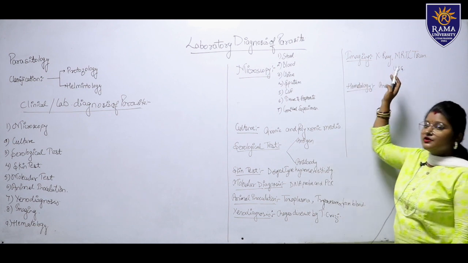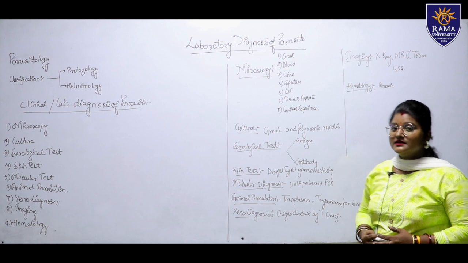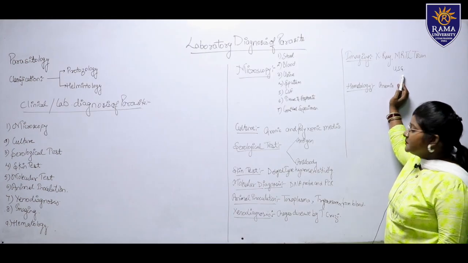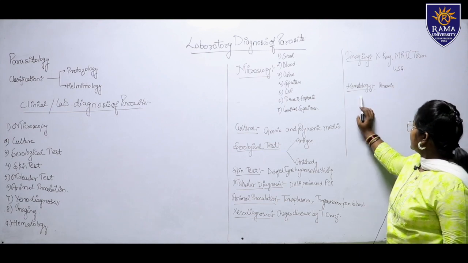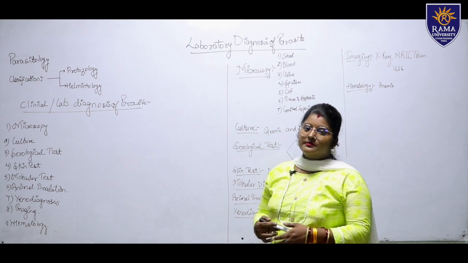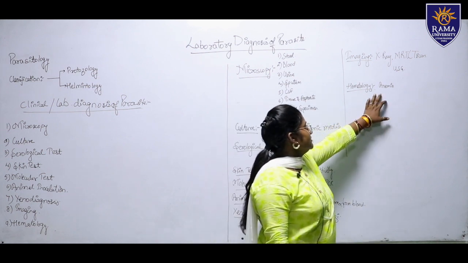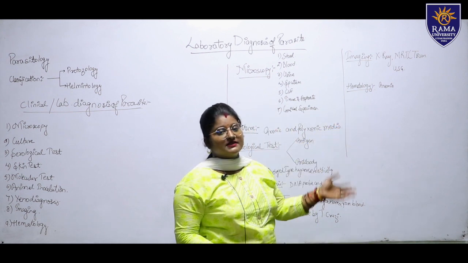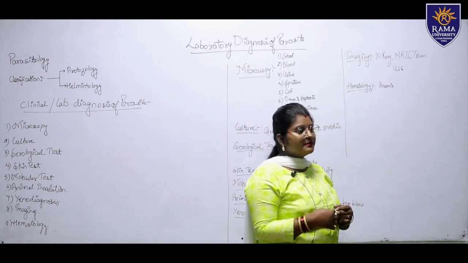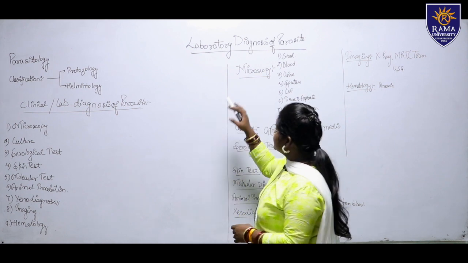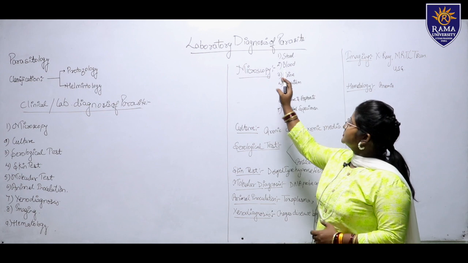In imaging we usually do X-ray, MRI, CT scan and most of the time USG also. This can be done for many of the parasites. Hematology is basically done for anemic persons, or in case of anemia, and it is done for parasites like malarial parasites, and many other parasites are also studied under this. So this was in short about the lab diagnosis of parasites.